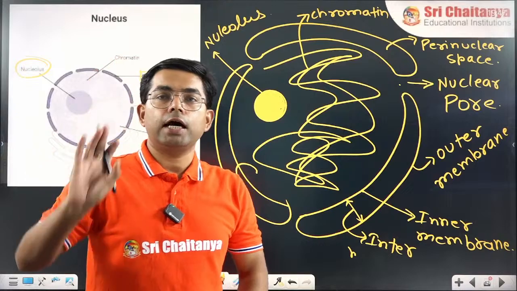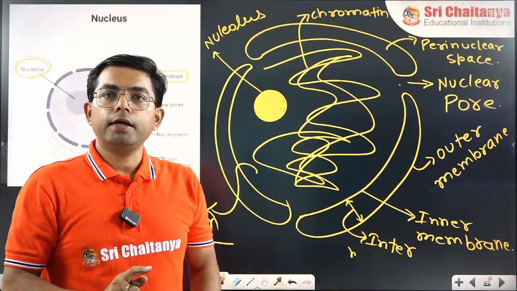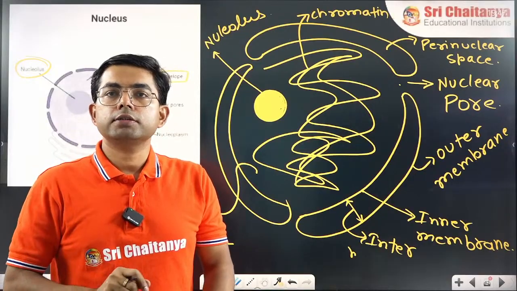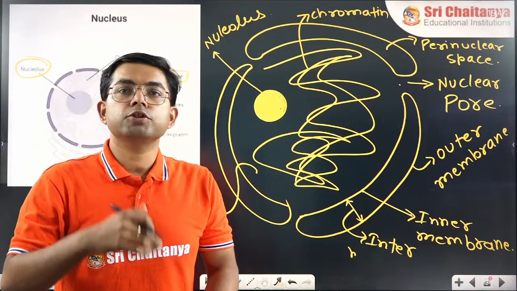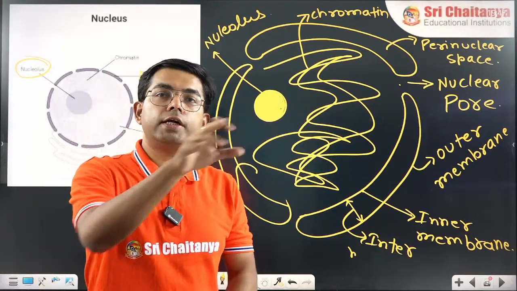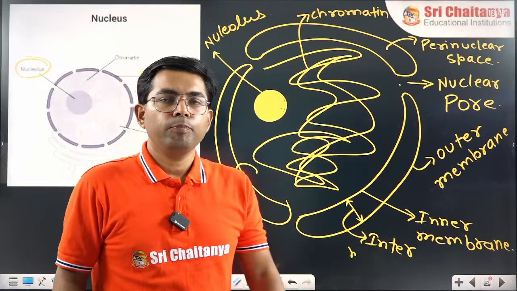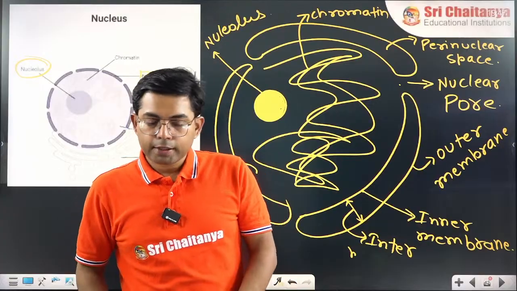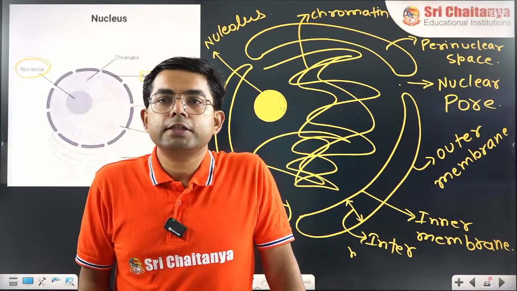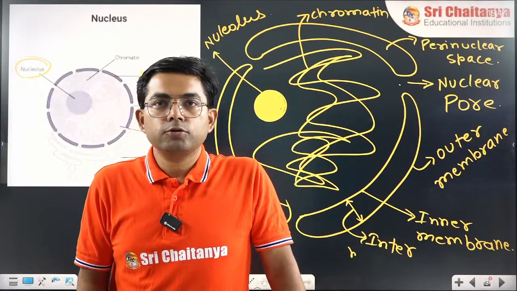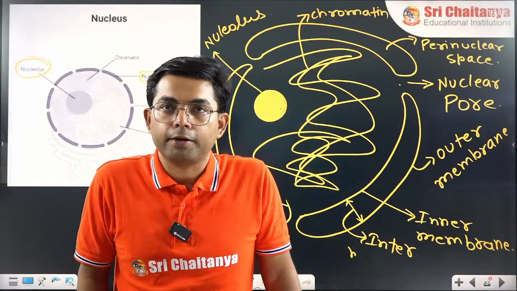So in the next class, we will study all these structures one by one, right? What is the role of nucleolus? How is chromatin formed? What is the different composition of chromatin? What role does the nuclear pore play? All this we will do in the next class. So go back today, read NCERT, go through the diagrams given in this chapter, solve some MCQs, and you can also rewind and see this video lecture again.